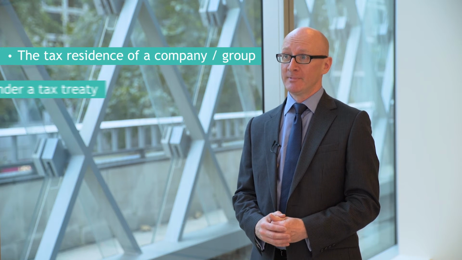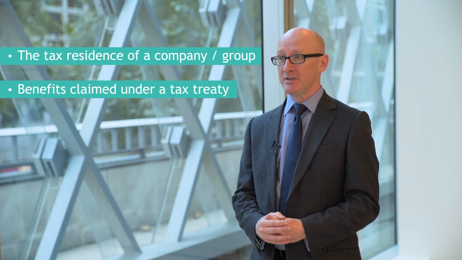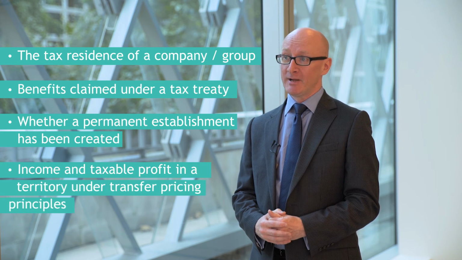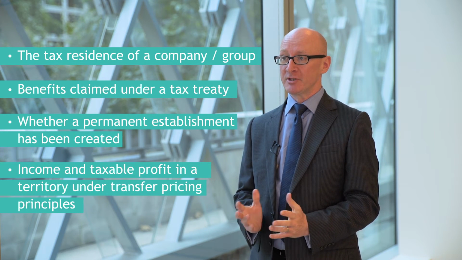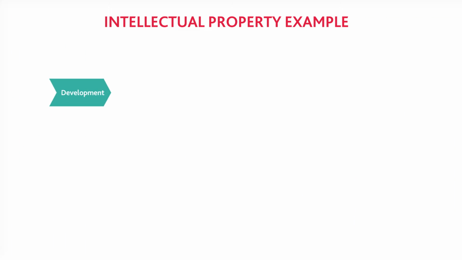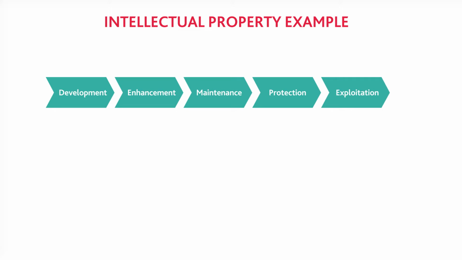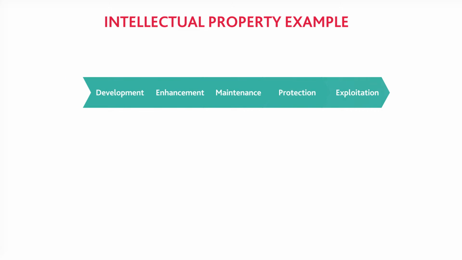This could affect the tax residence of a company, benefits claimed under a tax treaty, whether a permanent establishment has been created, and income and taxable profit in a territory under transfer pricing principles. For intellectual property, you can no longer just consider where the legal title is owned, but need to consider where it is controlled and where these functions are being performed. Functions in relation to IP include development, enhancement, maintenance, protection, and exploitation.